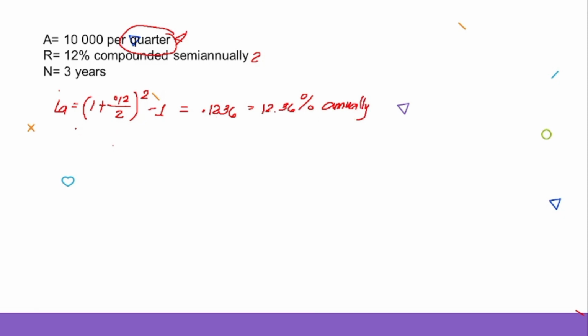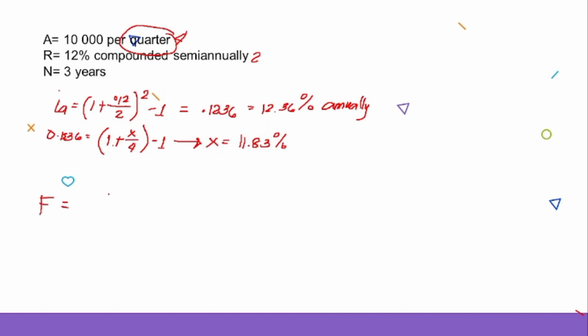And after calculating the effective annual interest, calculate for the nominal interest rate per quarterly. So that is 0.1236 is equal to 1 plus x, our nominal interest rate is unknown, all over per quarter, so that would be 4, minus 1. So our x now is equal to 11.83. So this will be the interest rate that we will be using in calculating for the future amount.